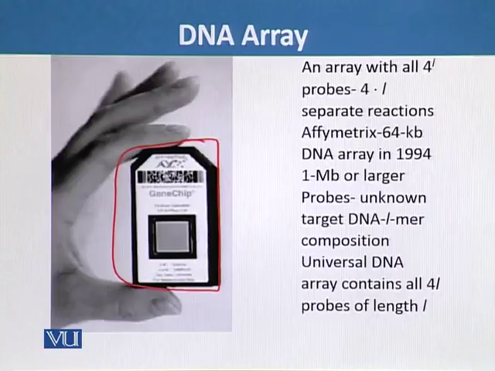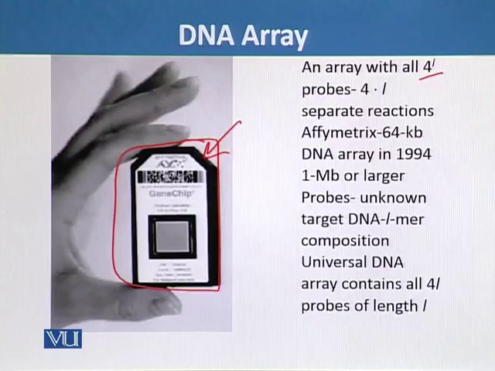If we use this technique to build an array with 4 raised to the power L probes of length L, then it just requires 4 times L separate reactions rather than the presumed 4^L reactions. With this method, a company in California known as Affymetrix built the first 64 kb DNA array in 1994. This is the diagram of the array chip first developed by that company.